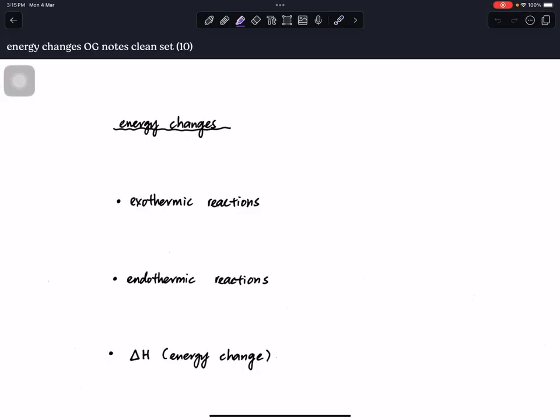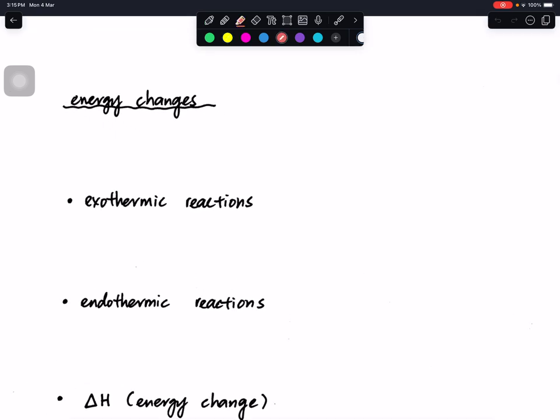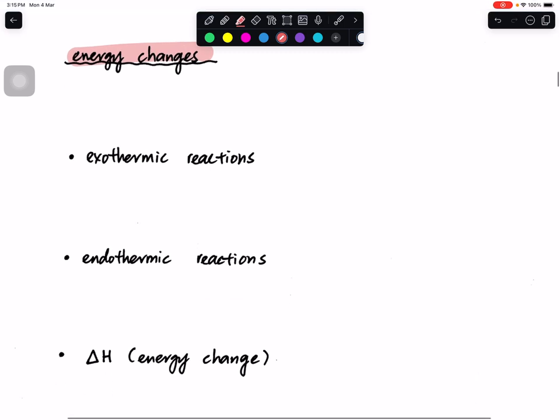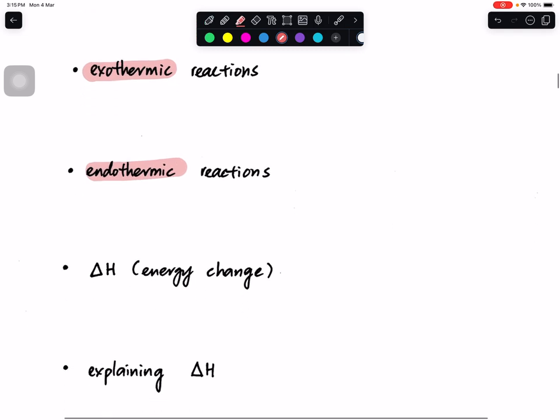Okay, so today we are going to talk about your energy changes. Some schools will brand this chapter as chemical energetics, but they mean the same thing. The main idea in this chapter is to learn about your exothermic and your endothermic reactions, and then you'll talk about your overall energy change, and then you'll explain what this actually means.